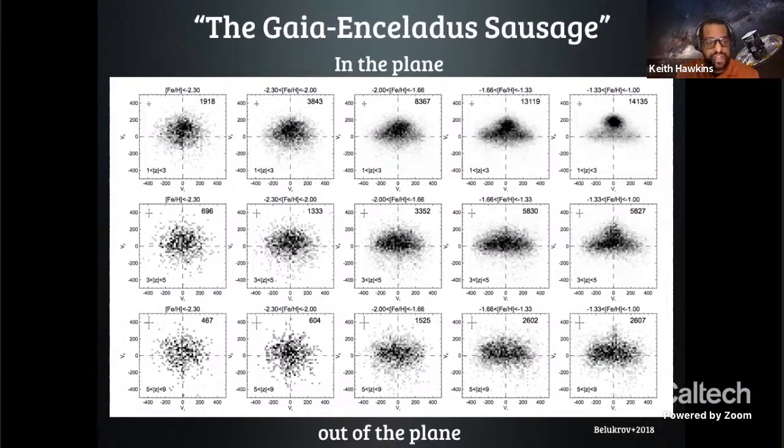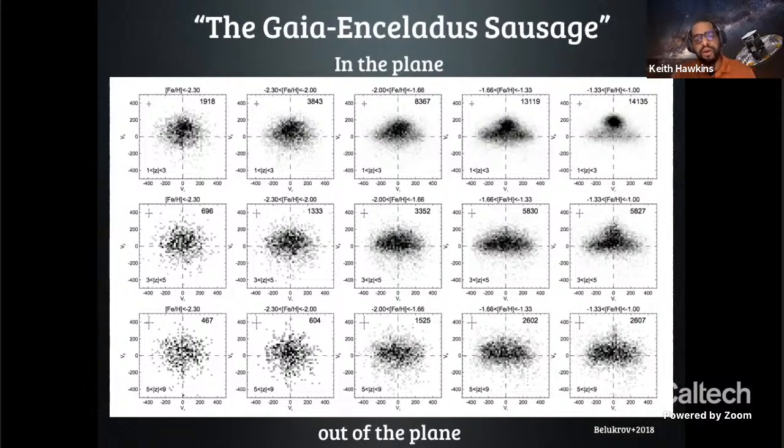kinematics. So this is the V-phi, the rotational speed of stars, as a function of the radial speed, the V-R of stars, in different metallicity bins. These are fairly metal rich. These are really metal poor, with metallicities between minus 1.3 and minus 1. And these are the most metal poor stars they have, between minus 2.3 and minus 2.